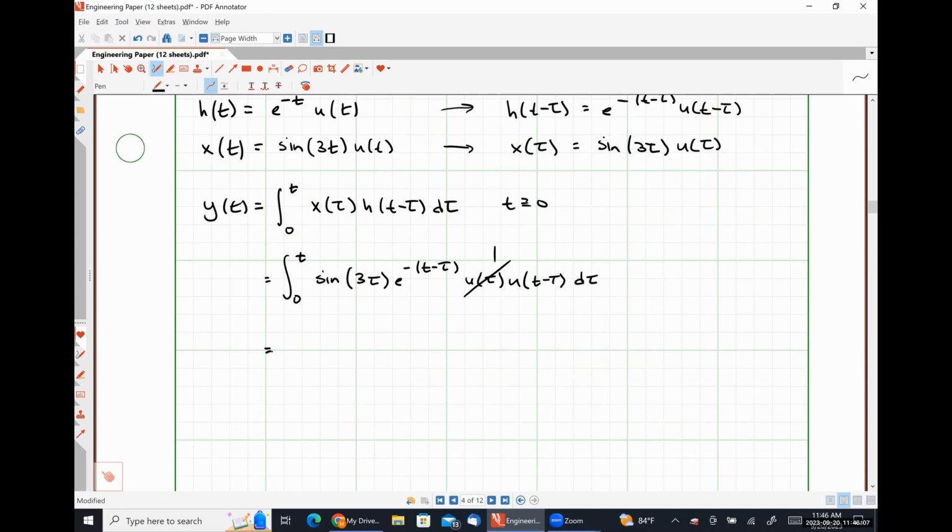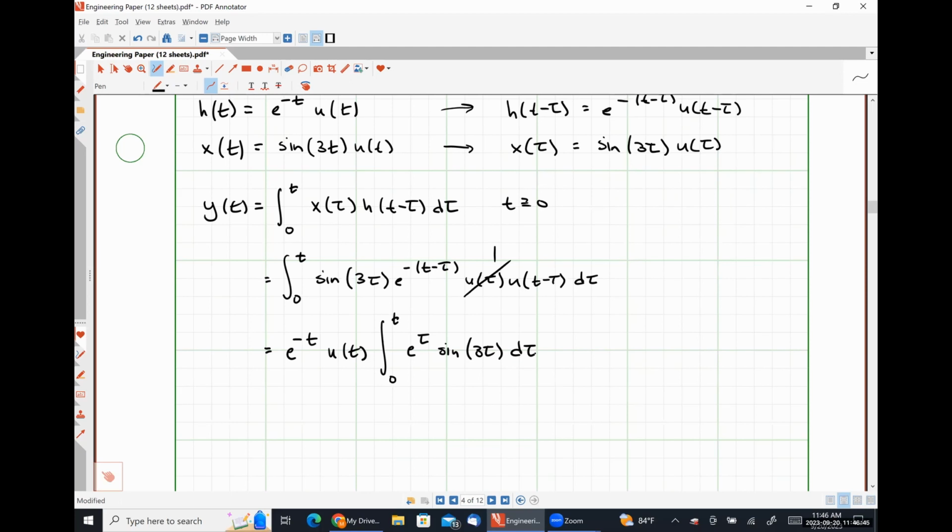All right, so I'm going to split up that exponential function again. So we're going to have e to the minus t, and I'm just going to pull that thing out so that I don't forget about it, times the integral from 0 to t of e to the positive tau times the sine of 3 tau d tau. So how do I integrate this?